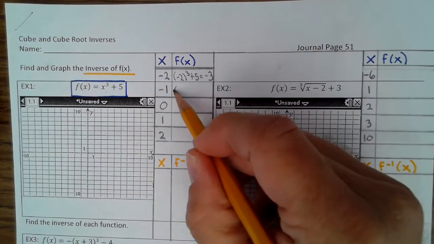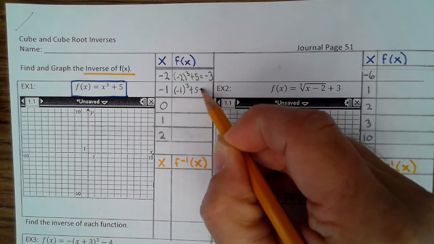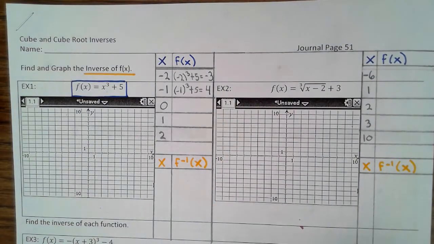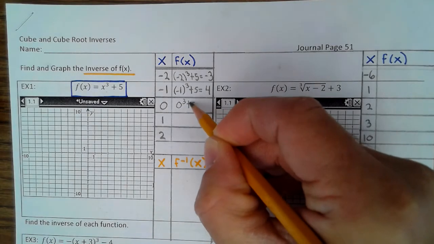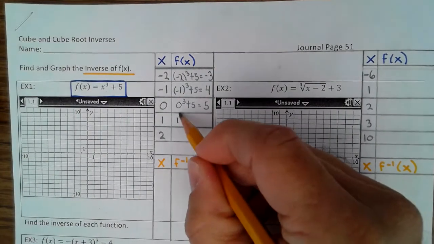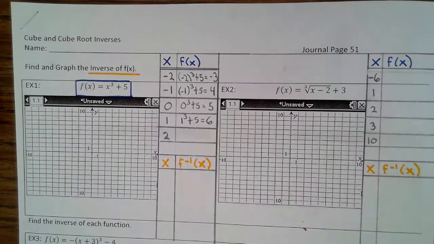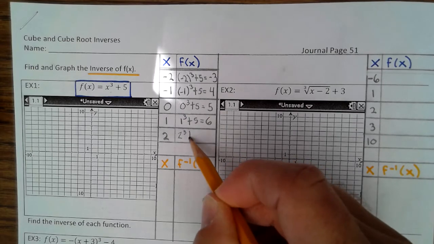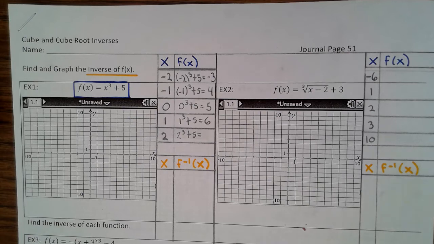Okay, now let's substitute -1. So (-1) cubed plus 5. Well, that's -1 plus 5 is 4. Okay, 0 cubed plus 5 equals 5. 1 cubed plus 5 equals 6. And 2 cubed plus 5 equals 8 plus 5 is 13.